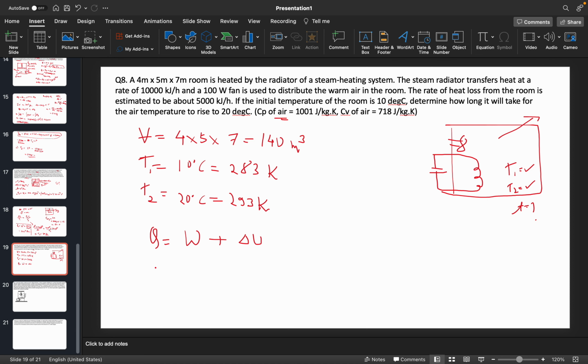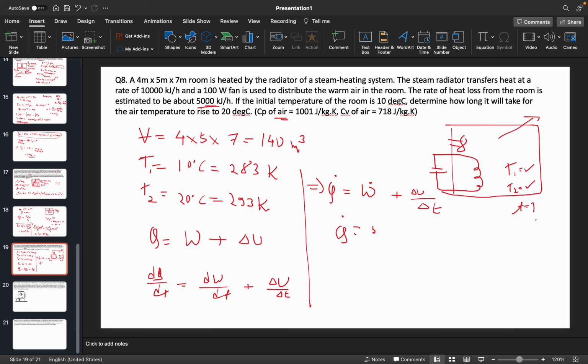So if we convert this equation into rate, we'll just differentiate with respect to time: dQ by dt equals dW by dt plus delta U by delta t. So this will be Q dot, this will be W dot, and this will be nothing but delta U by delta t. Now Q dot is the rate of heat loss from the room. So Q dot is equal to 5,000 kilojoule per hour. The question is very simple, you just have to make sure the units are the same.